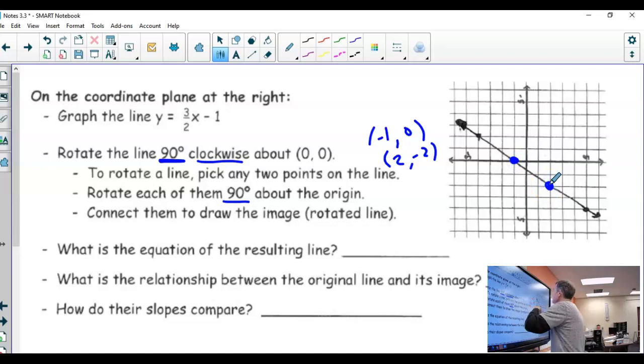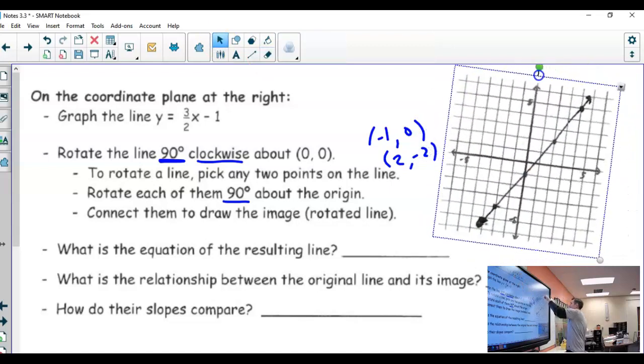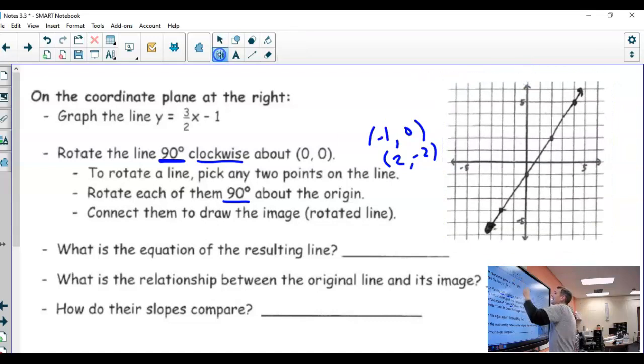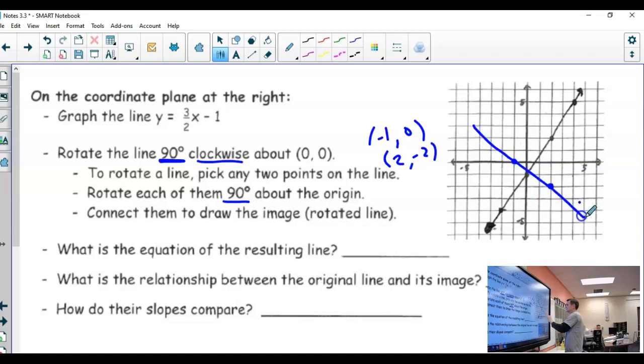So I'm going to turn my paper back and graph those. So let me go ahead and do this. Let me turn my paper back. And now I'm going to graph where those ended up. And that would be at -1, 0 and at 2, -2. And this would be my line rotated 90 degrees about the origin.